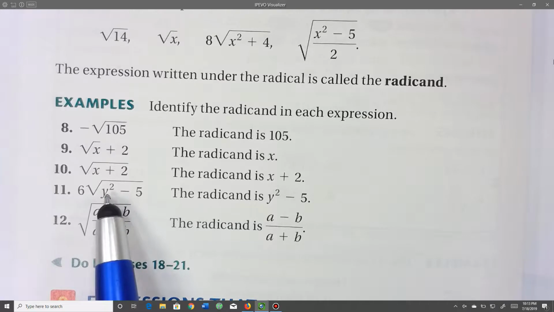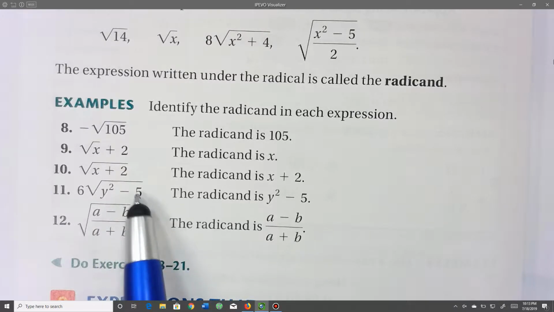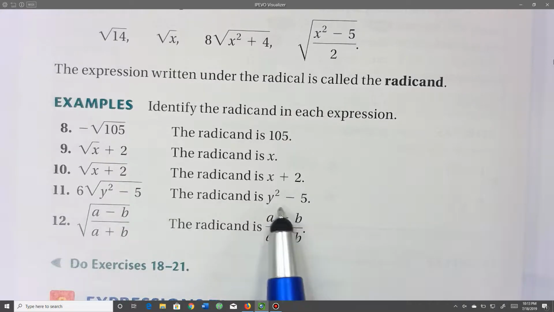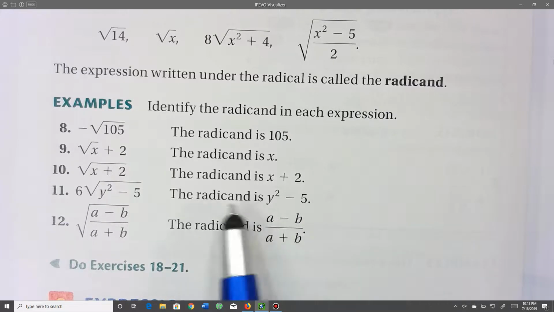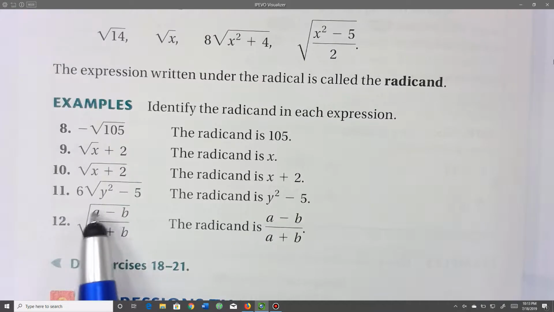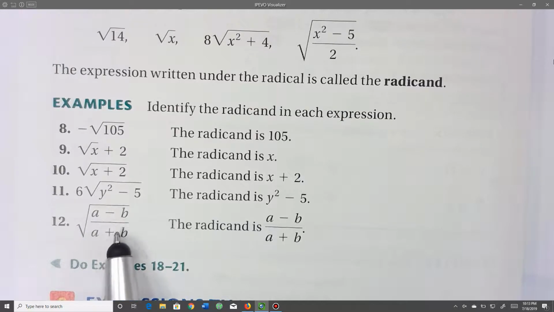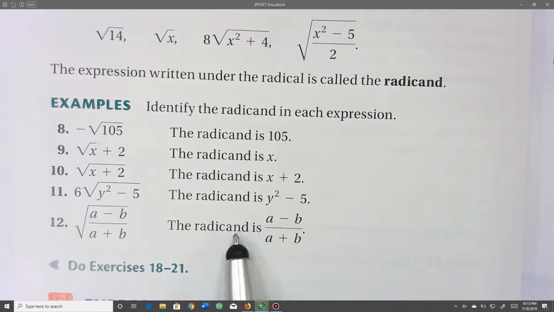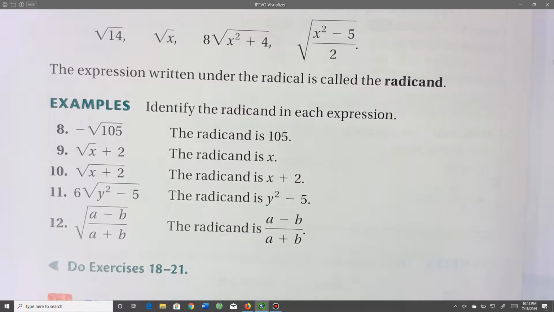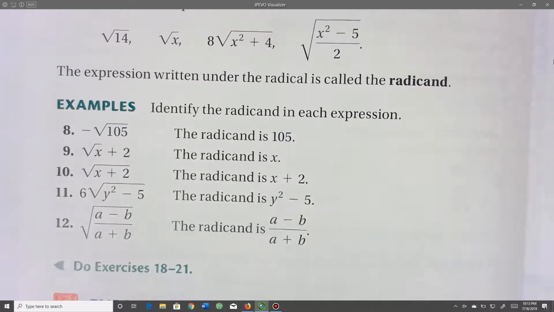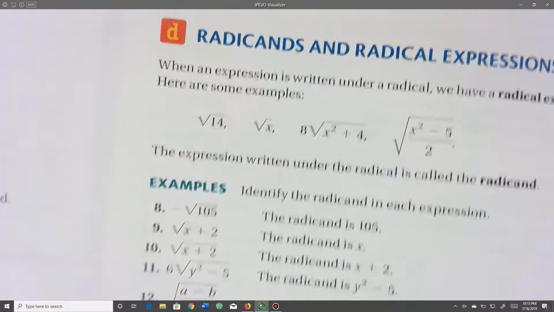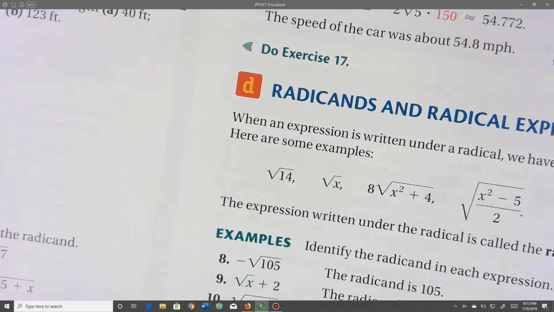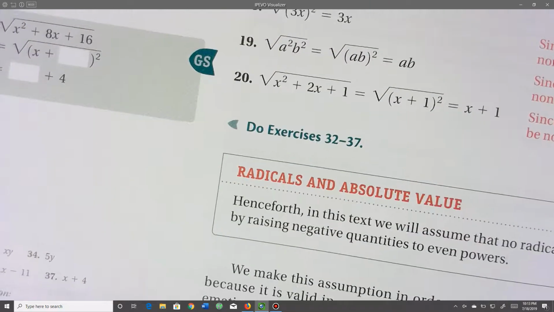And in this case, y squared minus 5 is inside the radical sign, so y squared minus 5 is the radicand. In this case, the whole thing, a minus b over a plus b, is inside the radical sign, therefore the radicand is the whole thing. Alright, I might give you a problem or two like that, and I don't think we need to go over that unless they have some variation of that here in the problems.